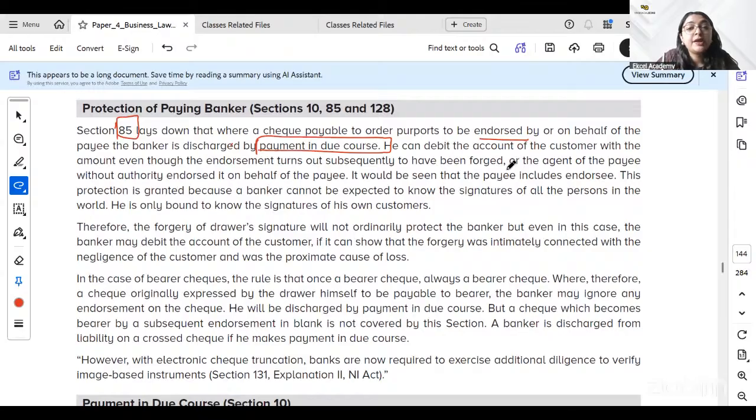Why? Because he is expected to know the signature of only his customers. He is bound to know the signatures of only his customers. That is, forgery of the drawer's signature will not ordinarily protect the bank, but in this case the bank may debit the account of the customer if it can show that the forgery was immediately connected with the negligence. So if it is negligence of the customer, the paying banker is still going to be protected.